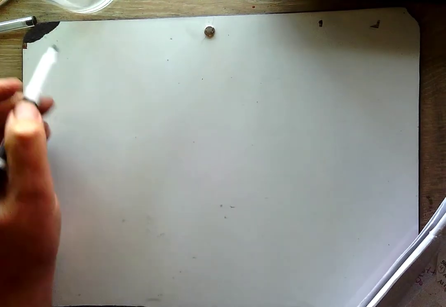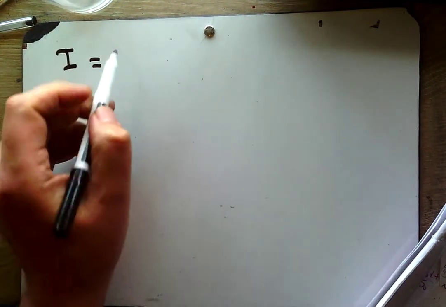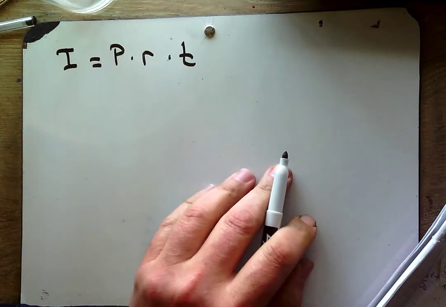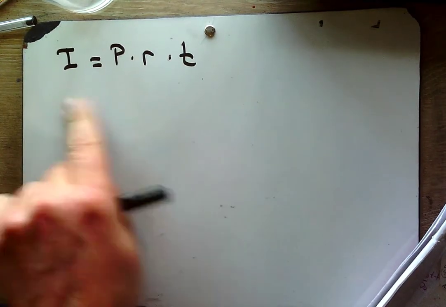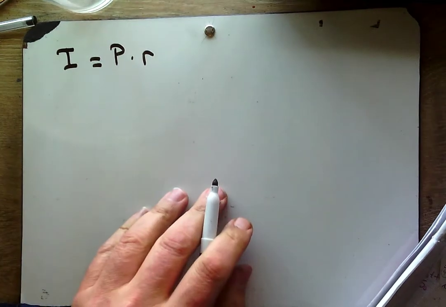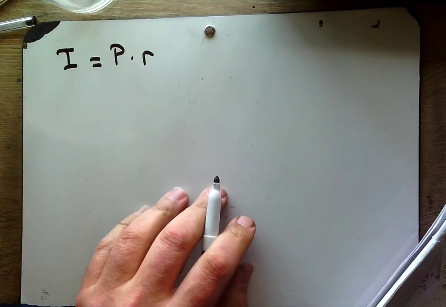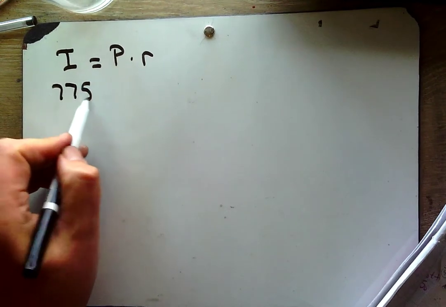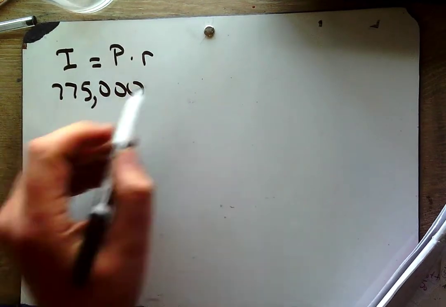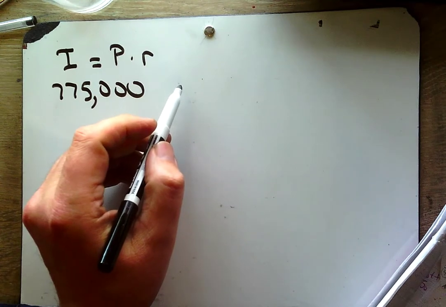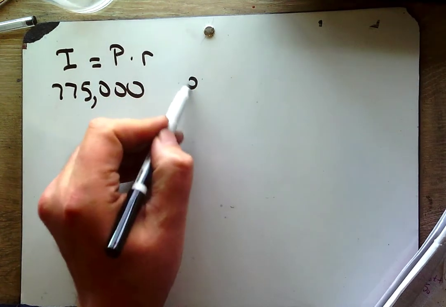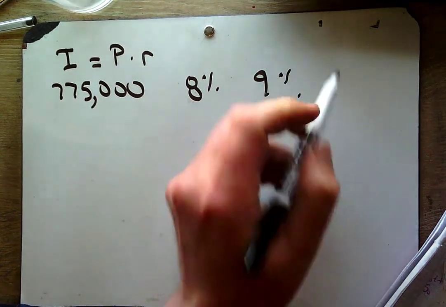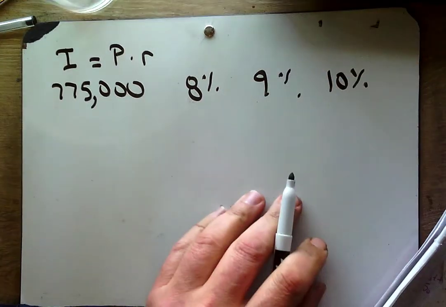Okay, do you remember from a couple videos ago how interest was equal to principal times rate times time? And that in all these problems time was always going to be 1 year? Well, guess what? Now, a small corporation borrows $775,000. Some of that money was borrowed at 8%, some at 9%, and some of it at 10%.